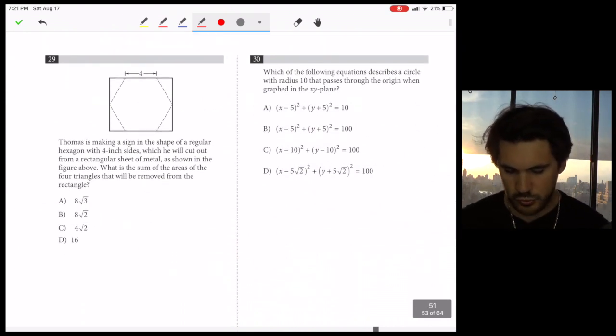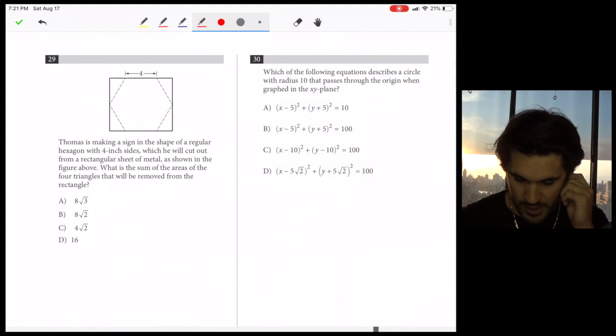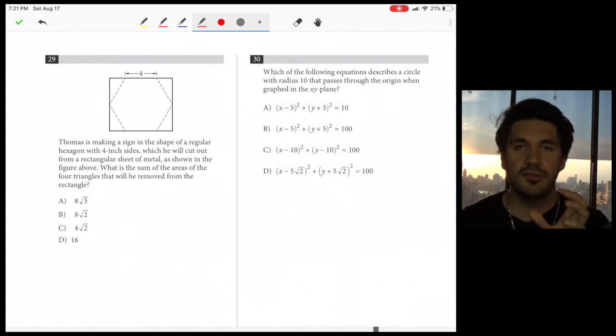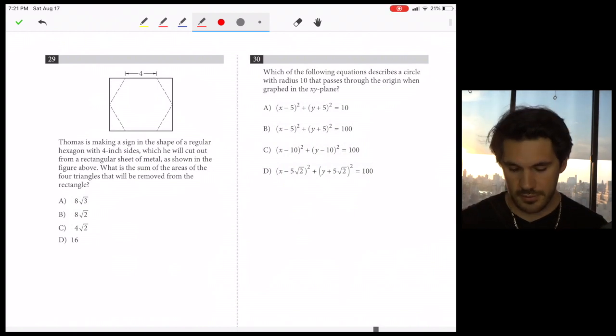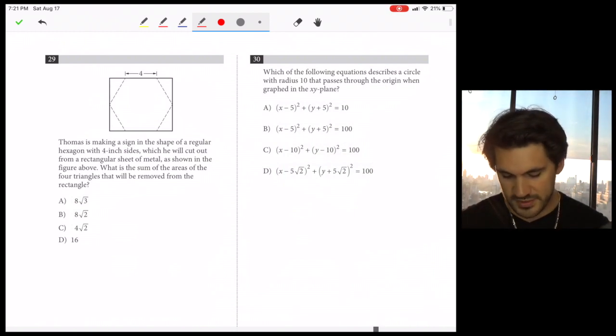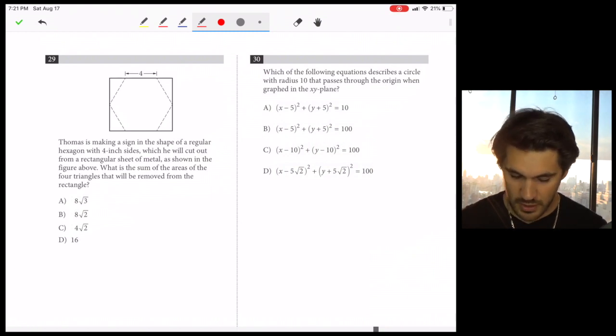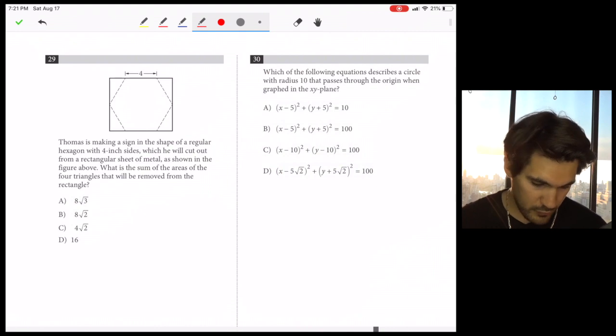29. Thomas is making a sign in the shape of a regular hexagon. A regular hexagon is just a hexagon where all of the sides are the same length, with 4 inch sides, which he will cut out from a rectangular sheet of metal as shown in the figure above. What is the sum of the areas of the 4 triangles that would be removed from the rectangle? So we know some stuff here.